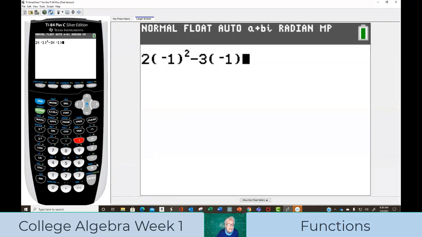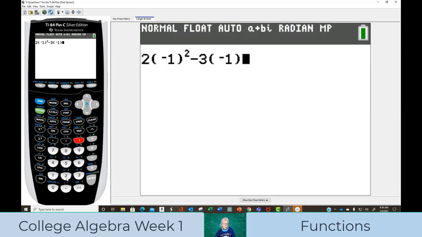Okay, here are the keys that I hit. This is 2, left parenthesis. I typed negative 1 by not hitting the minus sign, instead hitting the negative sign. This is used to make a number negative. This is used to subtract a number. So this dash is a negative, this dash is a negative. That dash is a minus. You have to be careful.